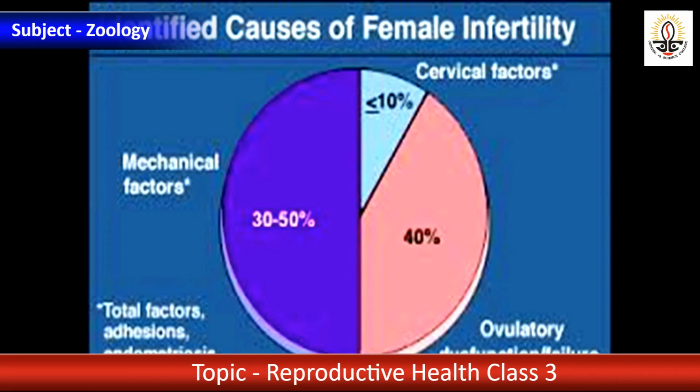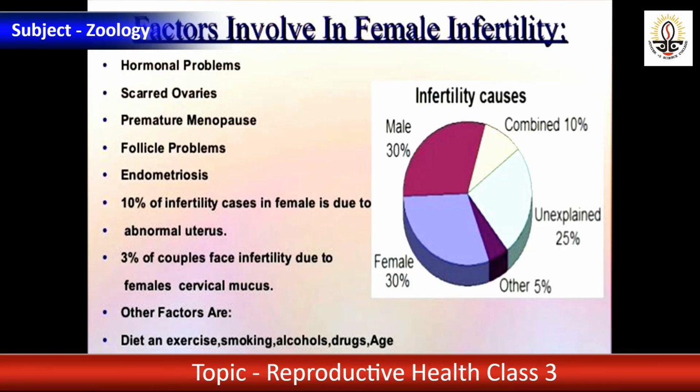Now what are the cases of female infertility? Cervical factor 10%, ovulatory dysfunction 40%, mechanical factor 30 to 50%. These are the cases of female infertility. See, the female infertility problems: hormonal problem, scarred ovaries, premature menopause, follicle problem, endometriosis. What is endometriosis? Endometriosis means breakage of endometrium. Already mentioned, 10% infertility is due to abnormal uterus, other factors, and taking of alcohol, smoking, drugs.